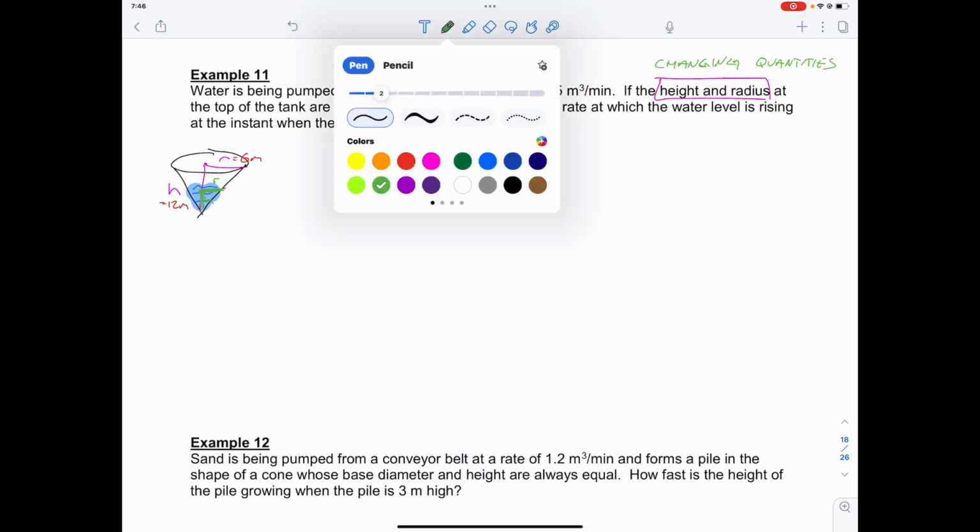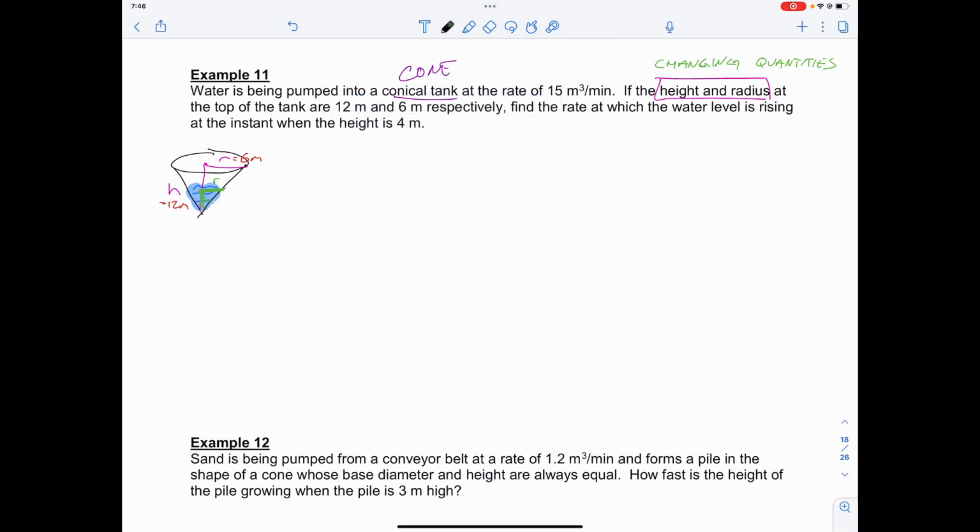So, thinking of what we know, we're dealing with the volume of a cone, which is 1/3 pi r squared h. Once again, we have 4 variables. The volume, the radius, the height, and time.